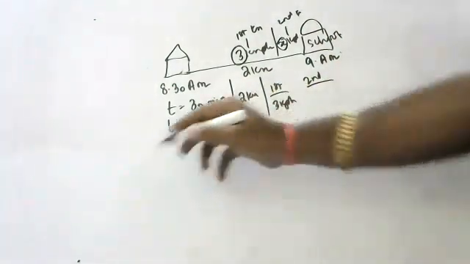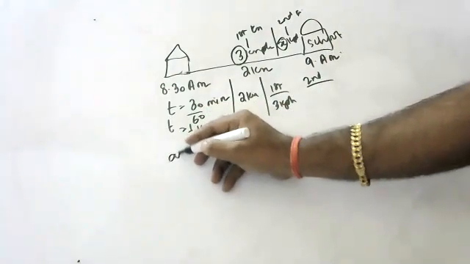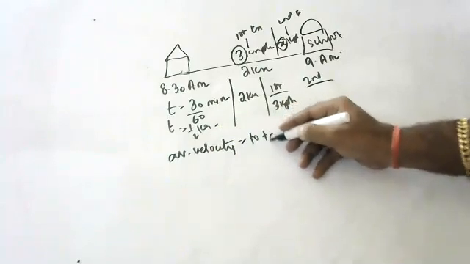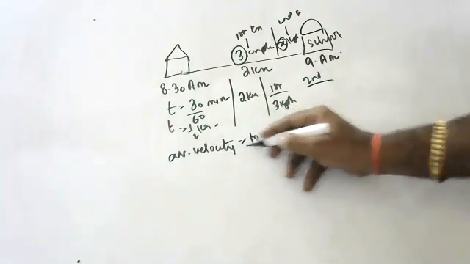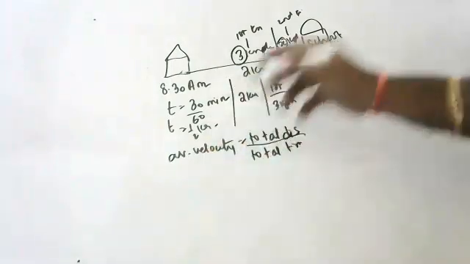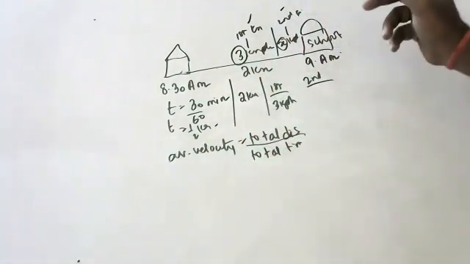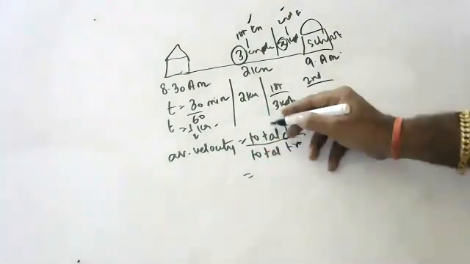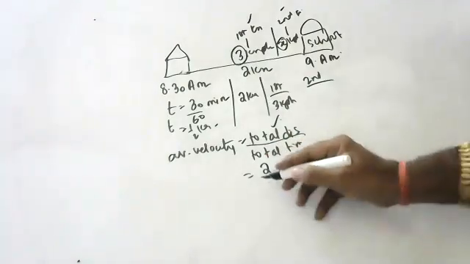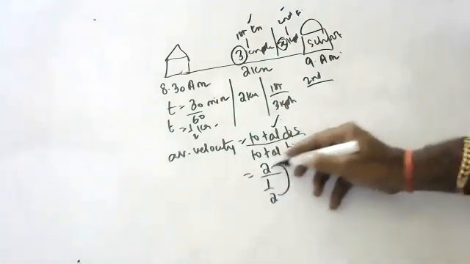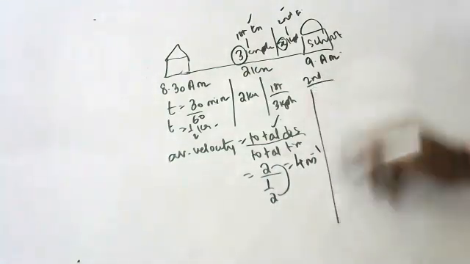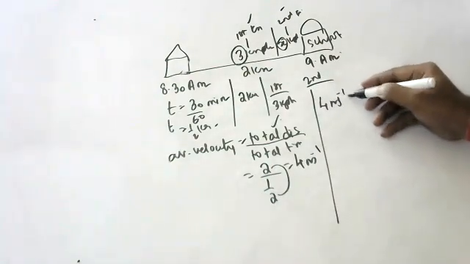Normally, see, average velocity is equal to total distance by total time. Average velocity here: total distance is compulsorily 2 kilometers, so 2 by total time. Total time is how much? Half an hour. So 2 by half an hour gives 4 kilometers per hour should be the average.